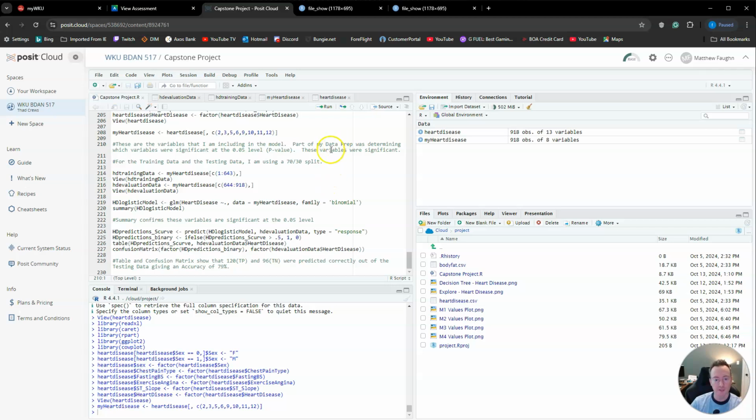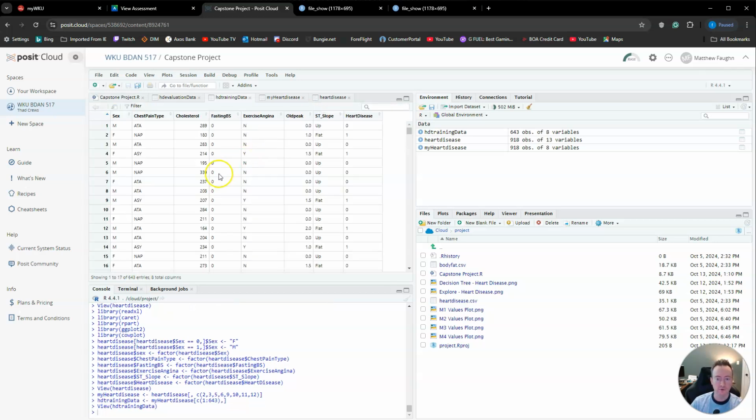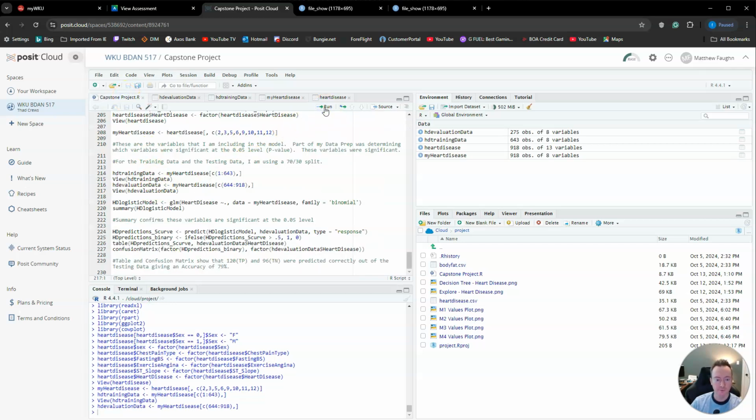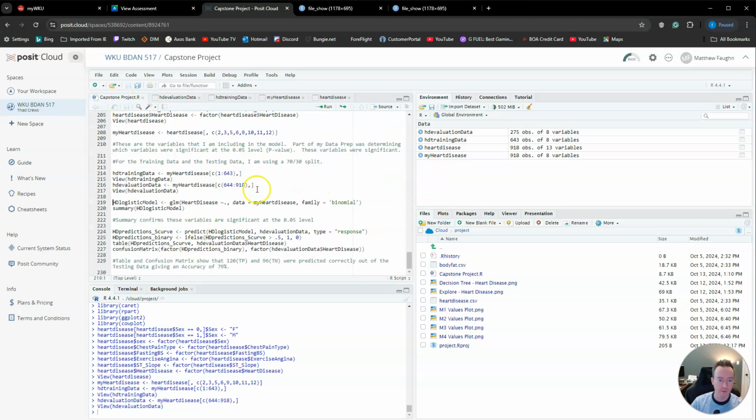Again, I'm going to be sticking with that 70-30 split for our training data. It will again be the first 643, and then we can confirm that. We have our results here, and then our testing group, and we can confirm those down here. So we have them the way that we want. The data looks the way we want it to, and we're including the variables that we want.